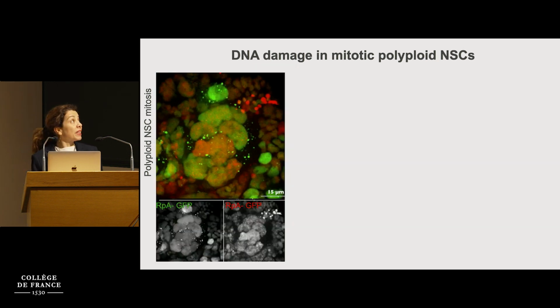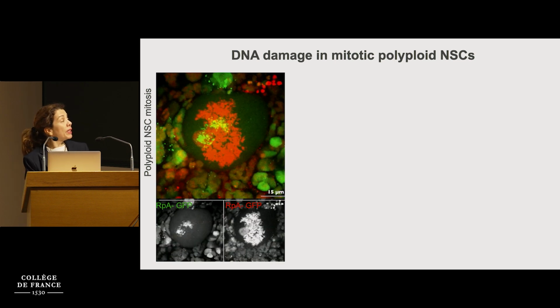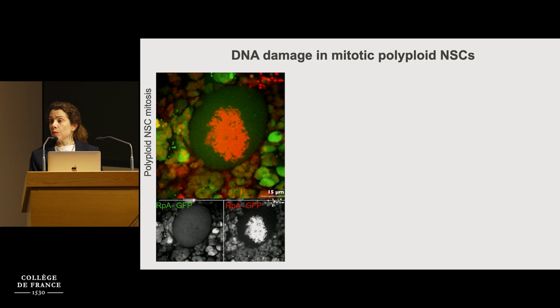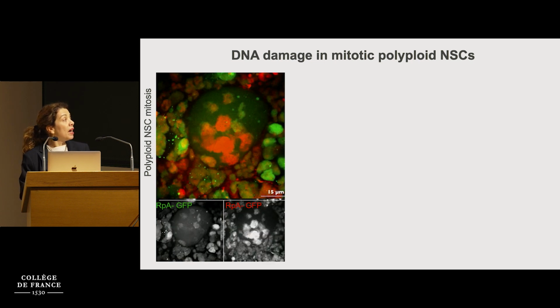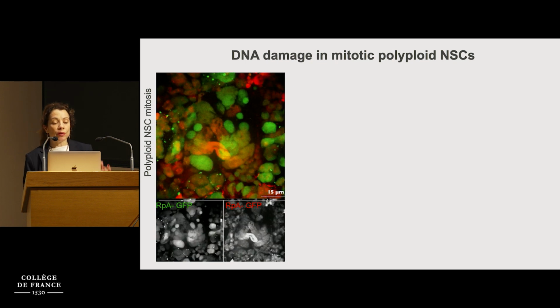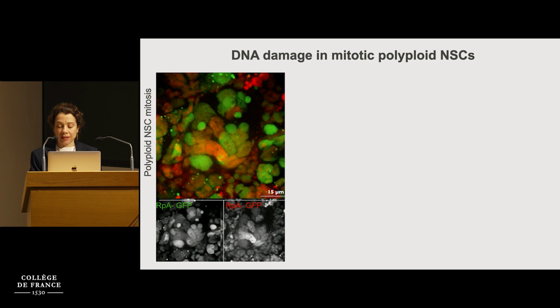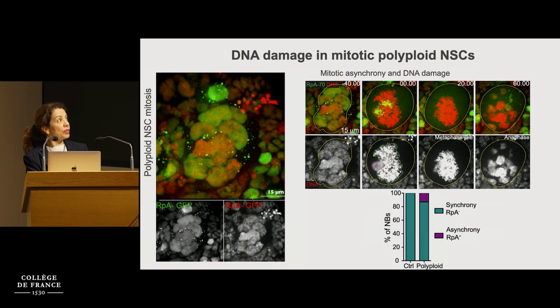If I show you the same movie now, looking also at histone RFP, you can see that the nuclei that accumulate the green RPA signal are delayed in mitosis and not condensing their chromosomes like the other remaining nuclei. And here are the stills so that it may be easier to see.